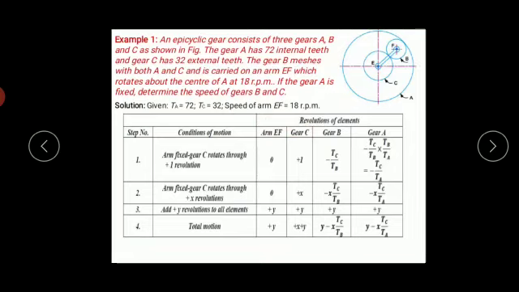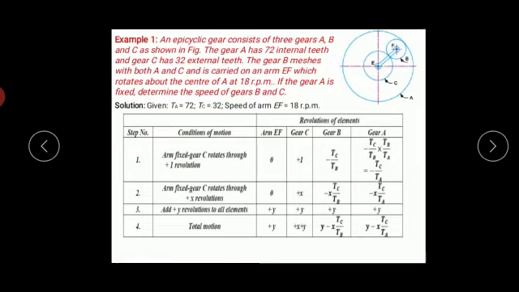So let us fix arm EF, and upon fixing, the speed becomes 0. Let us give plus 1 revolution to gear C. Therefore the speed of gear B will be minus Tc by Tb. And next we are required to determine the speed of gear A. The speed of gear A with respect to the input gear C will be minus Tc by Tb multiplied by Tb by Ta. So Tb by Ta is positive because both gears A and B are going to rotate in the same direction. So the final value for gear A will be minus Tc by Ta, as Tb gets cancelled there.